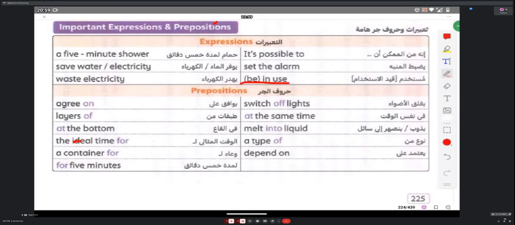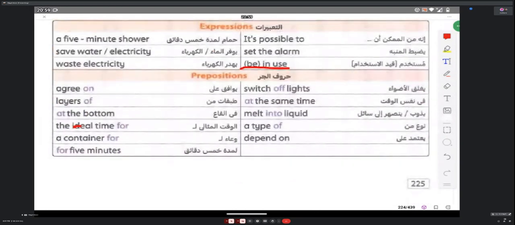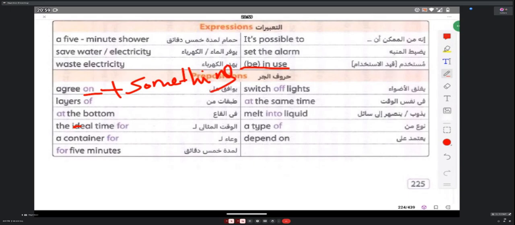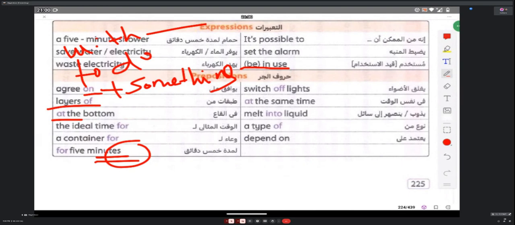Be in use means it is in use. Someone is using it. Agree to do something. Agree with somebody. Arrange on layers at the bottom. The ideal time for a container is 5 minutes. Now for 5 minutes, minutes is a noun here.